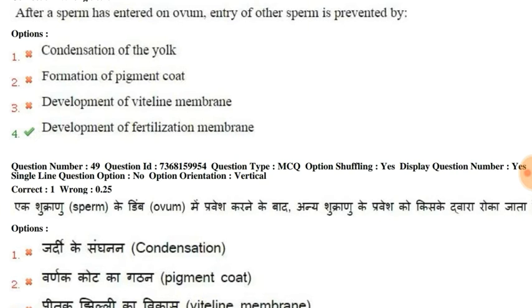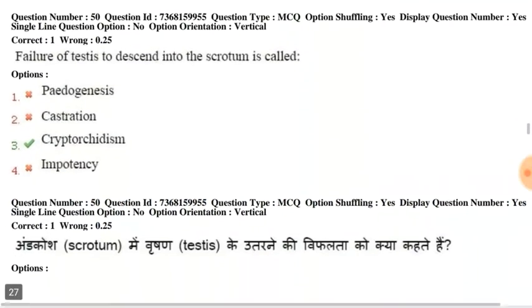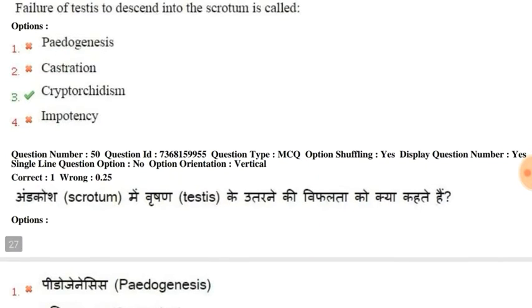Next is, after a sperm has entered an ovum, entry of other sperm is prevented by. There are four options and the correct answer is the fourth one, that is development of fertilization membrane. So the next question is, failure of testes to descend into the scrotum is called. There are four options and the correct answer is the third one, that is cryptorchidism.